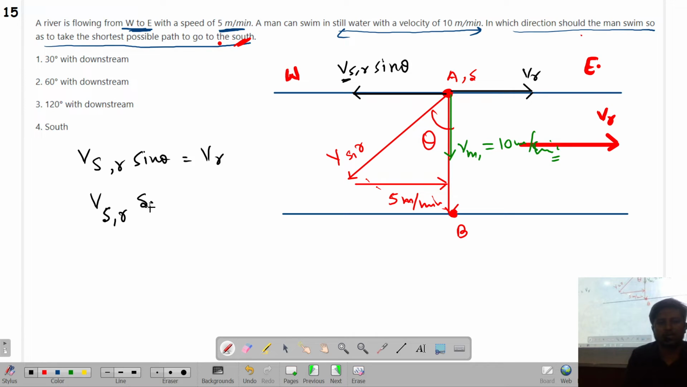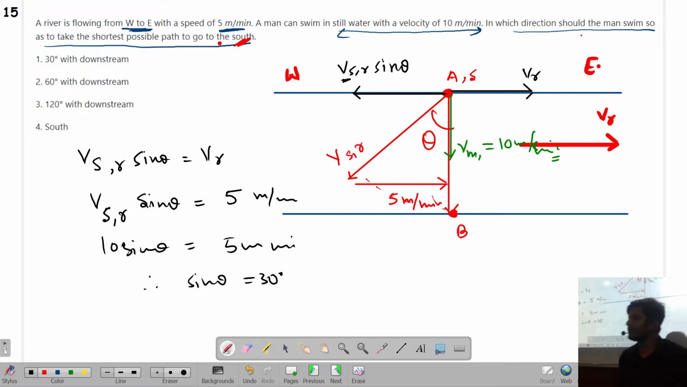10 into sine theta should be equal to the velocity of river, which is how much? 5 meter per minute. So 10 into sine theta is equal to 5 meter per minute. Therefore, theta is 30 degree, or not, guys? Yes or no?